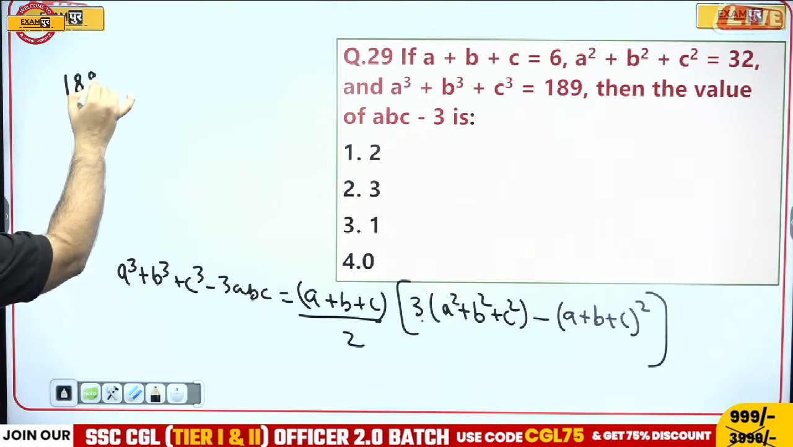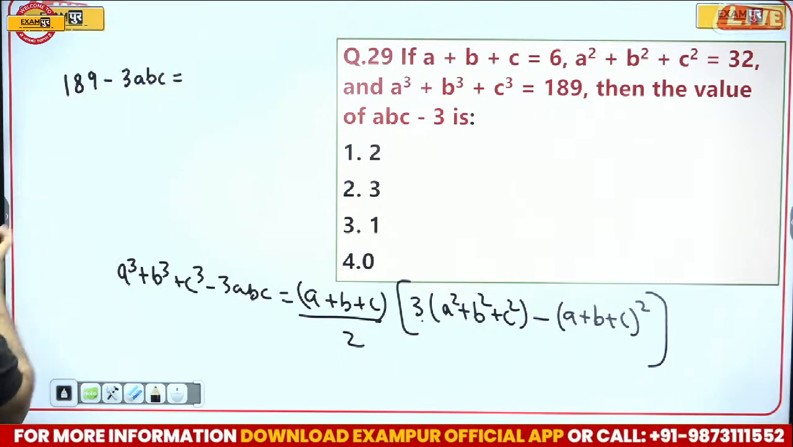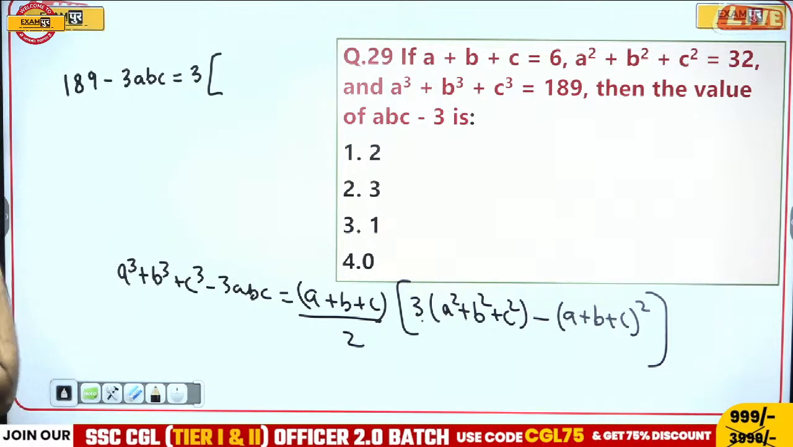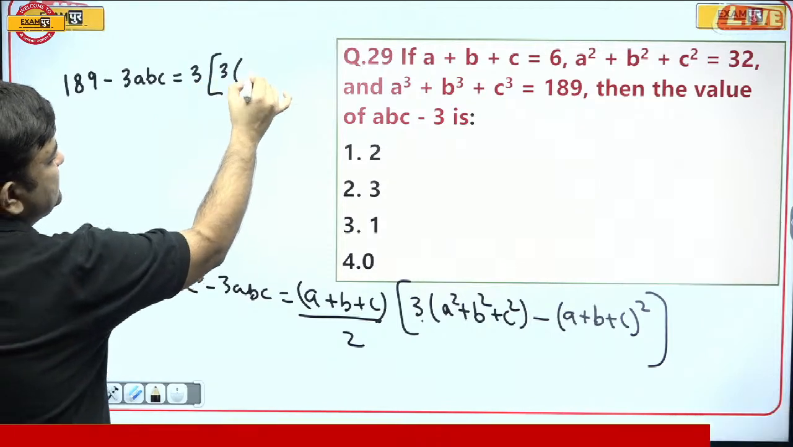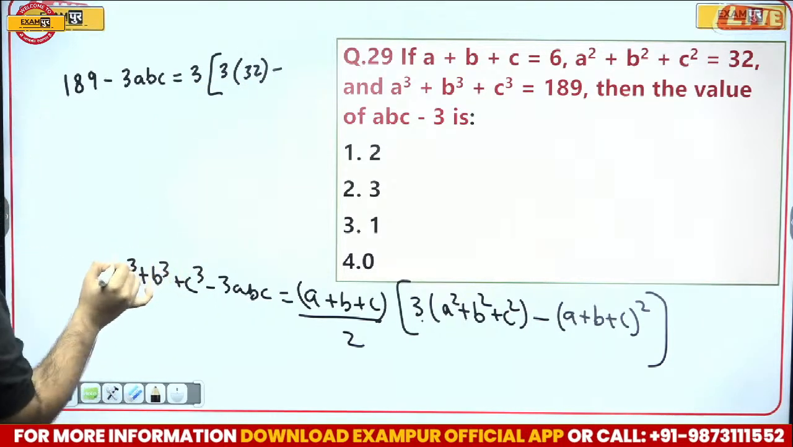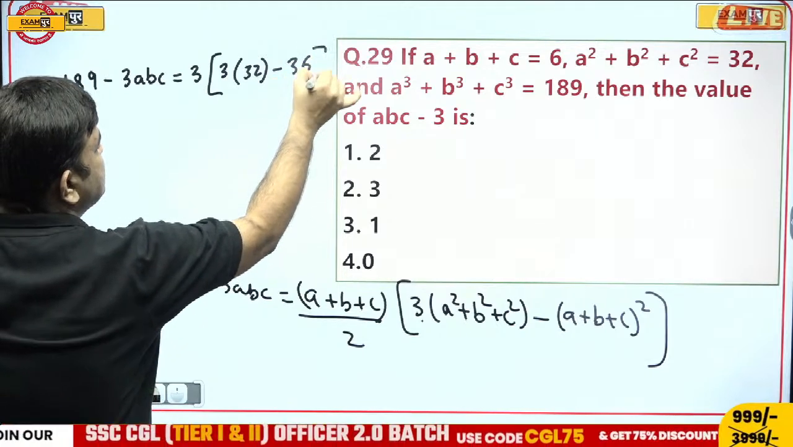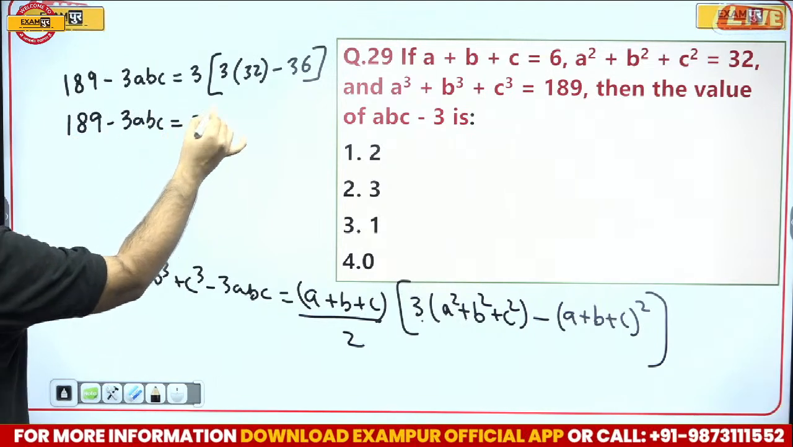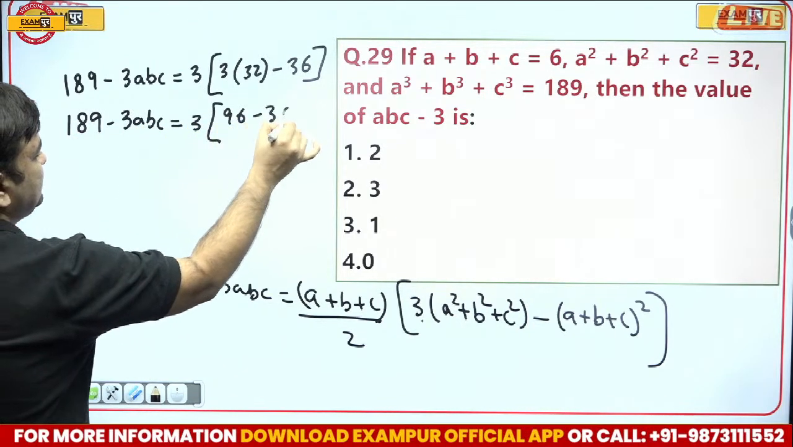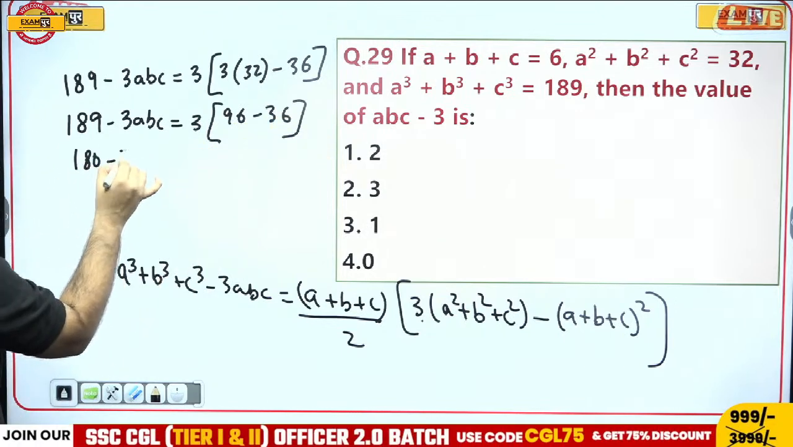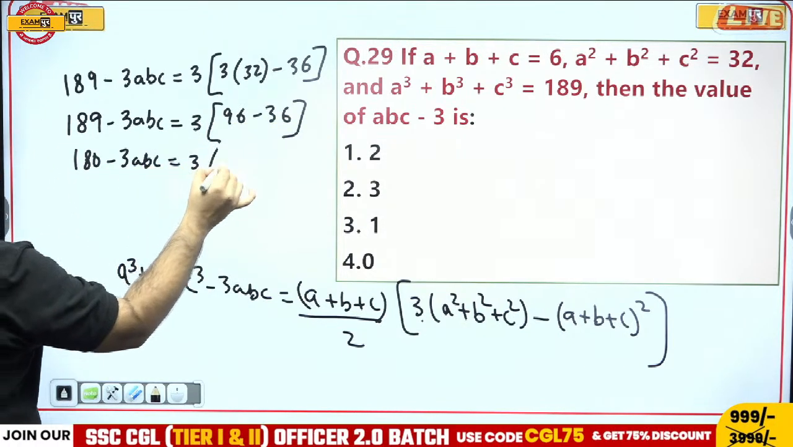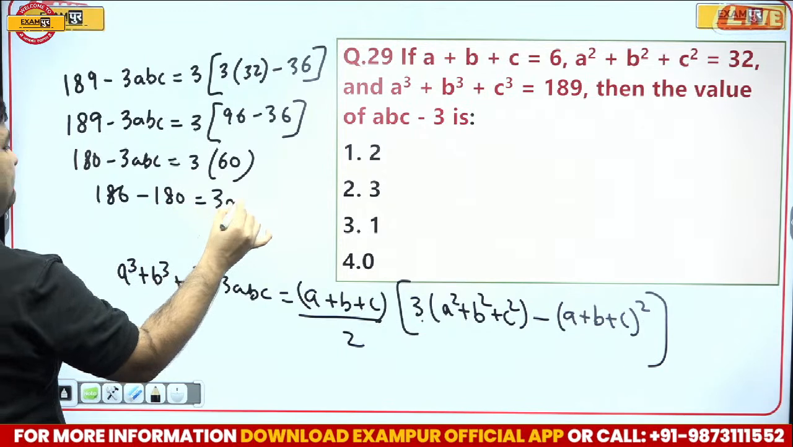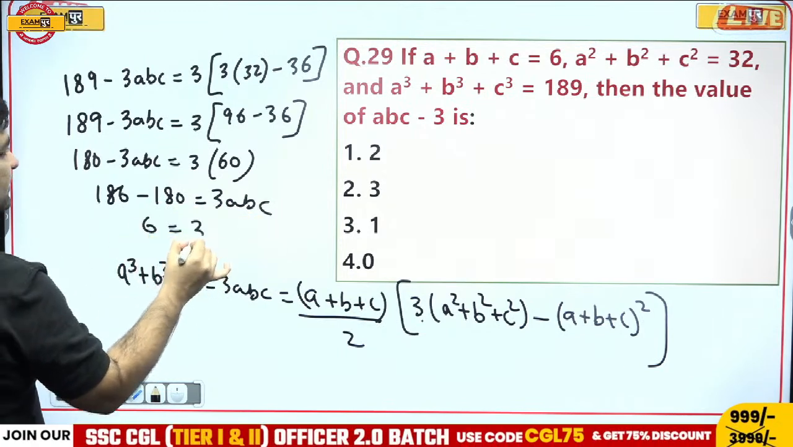This is 189 minus 3abc is equal to a plus b plus c divided by 2, 6 by 2, 3, times of a square plus b square plus c square, 32, minus a plus b plus c ka whole square, 6 ka square, 36. 189 minus 3abc is 3 times of 96 minus 36. 189 minus 3abc is 3 times of 60. 186 minus 180 is 3abc. So 6 is 3abc.